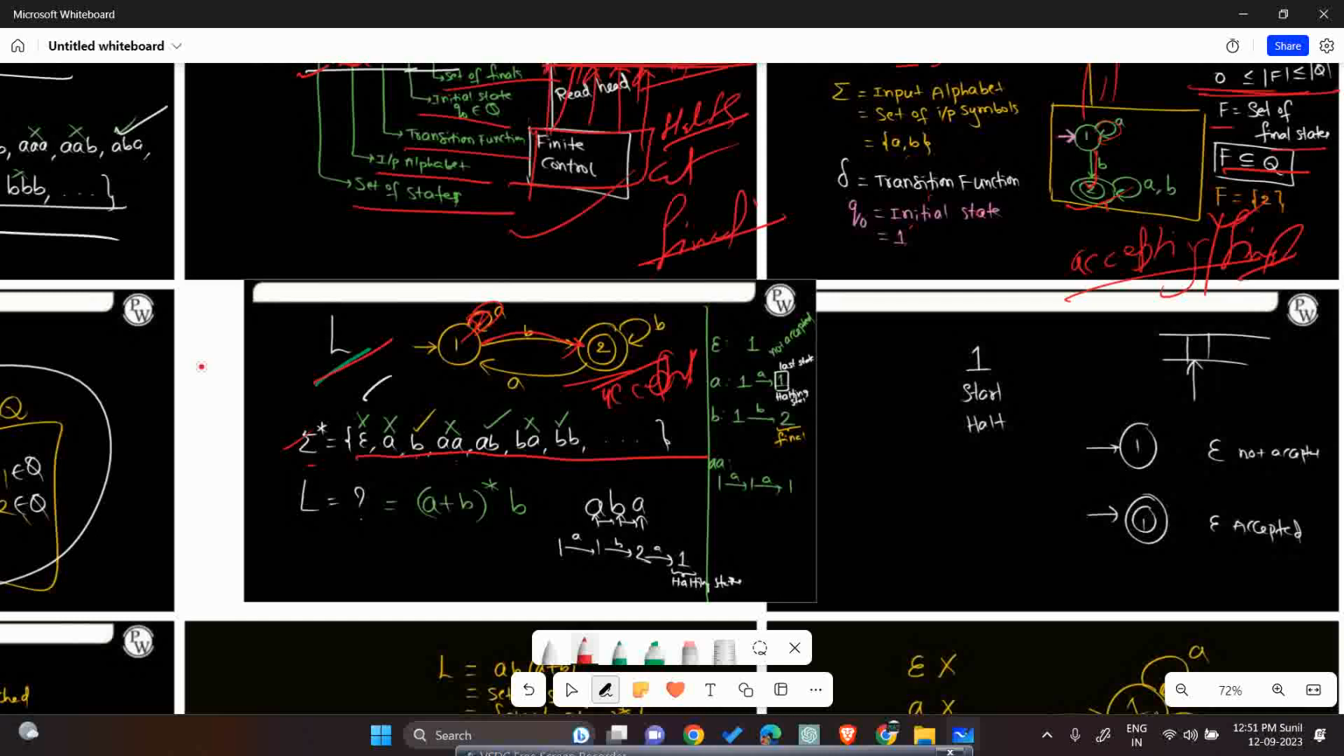But when we are at 1, this is a string. So AB is a string. First it will read A, and yes, it will remain at 1, and then it will read B. At B it will go to 2, which is the accepting state, then AB is accepted. So all strings, then we can say BB also accepted, BB, AB, AB.